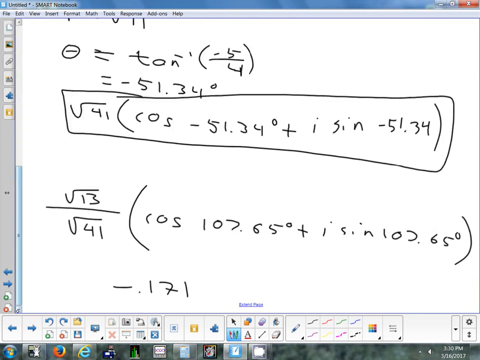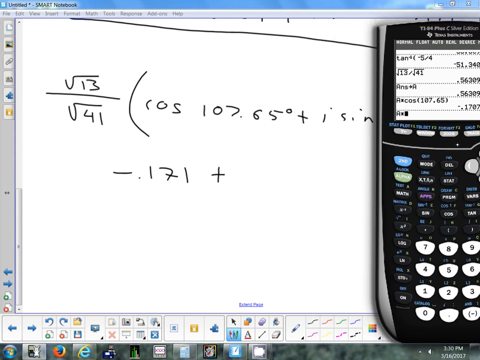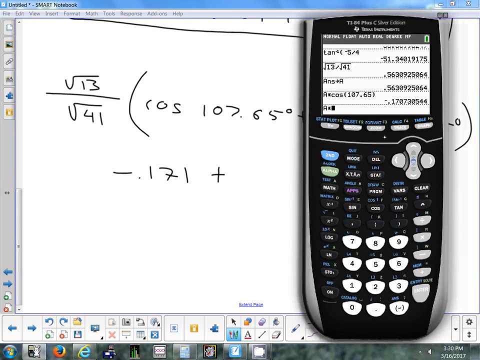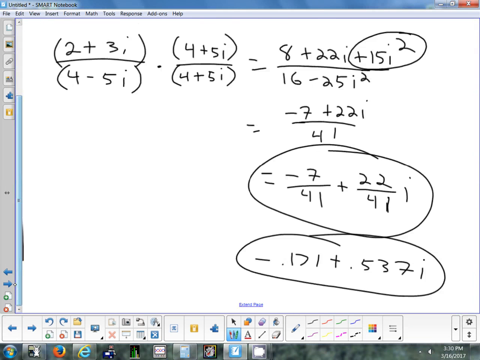And the next part, I'm going to take A, because that's what I saved it as, times the sine of 107.65. And we get 0.537. That part has an i. And when we did it in standard form, we also got 0.537. So what I'm showing you that I didn't show you in class is that doing it in standard form and trig form, it came out the same both ways.